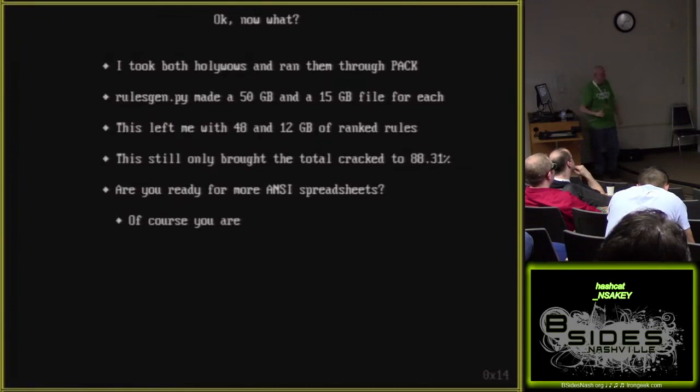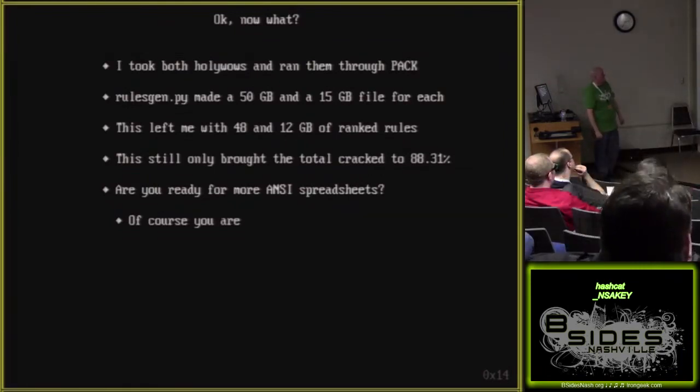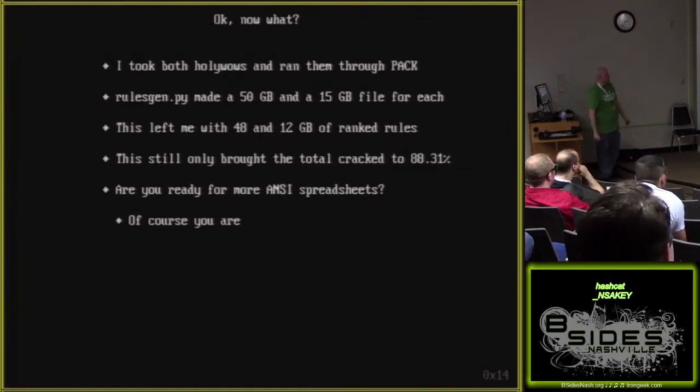This is where I started to have to use my brain. I took both Holy Wows and ran them through PACK. That 3 gig Holy Wow text file generated 50 gigs of rules. The second version did 15. After I did the sort on them, I ended up with 48 and 12 gigabytes worth of ranked rules.